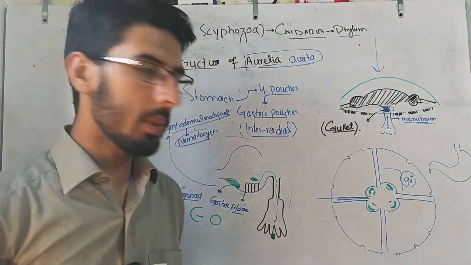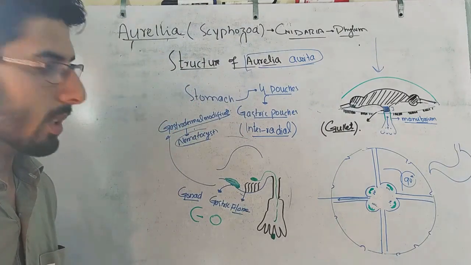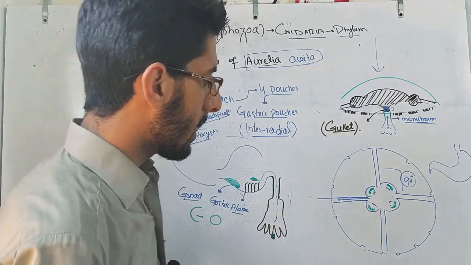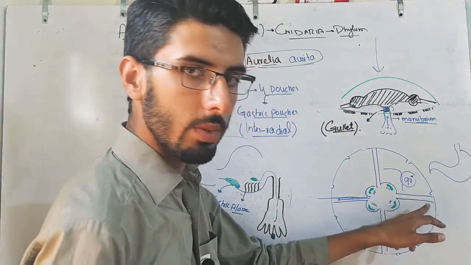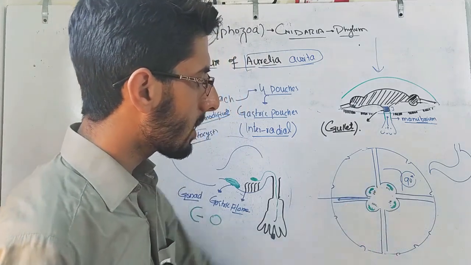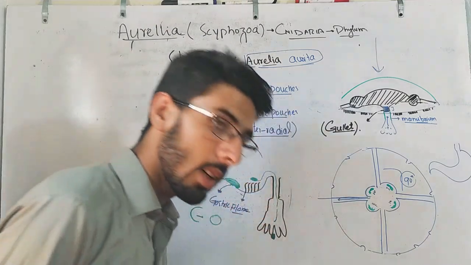Since I told you that we will divide this lecture into three parts because it is very lengthy and very conceptual. So we were here in the gastric pouch, which will lead into the four radial canals, and radial canals are those canals which are at right angles to each other. So this will also be present in the case of Hydromedusa.